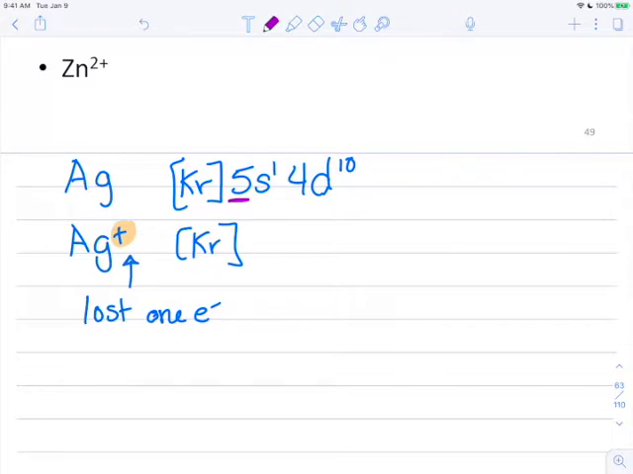But again, another way to remember this is our D block will always lose its S electrons first. So I'm going to cut out those S electrons, and it will be a 4d10. So let me take it away.